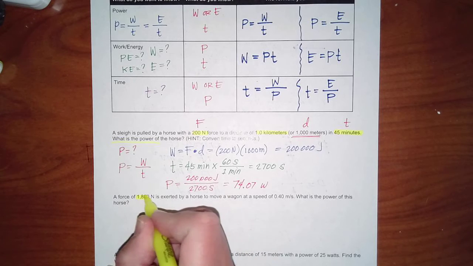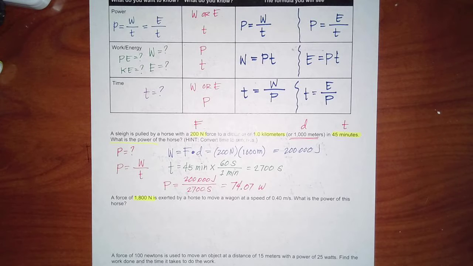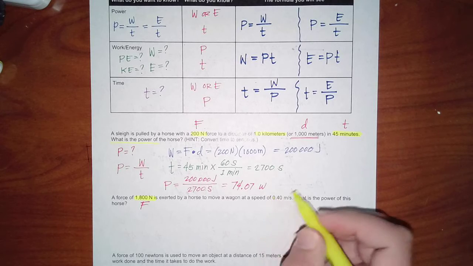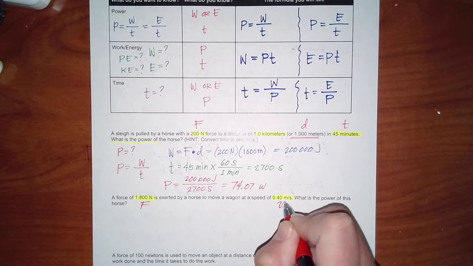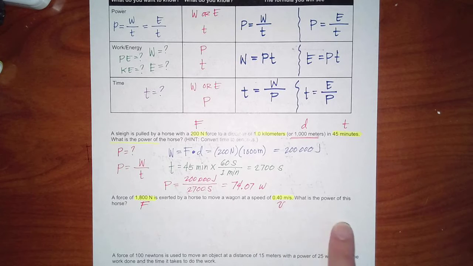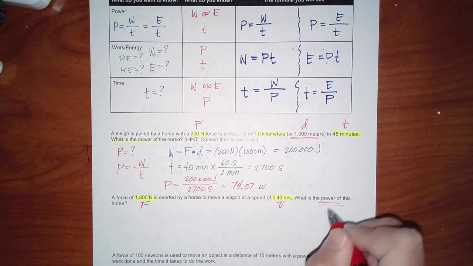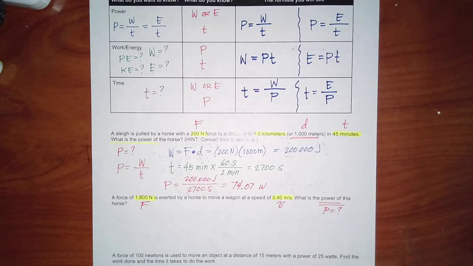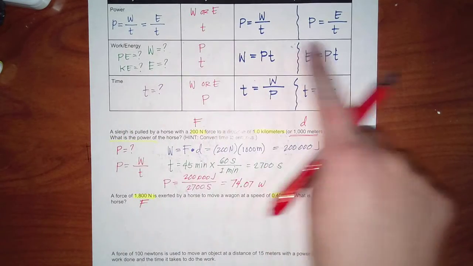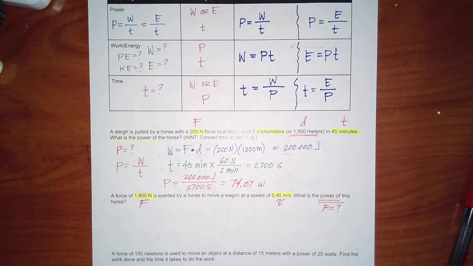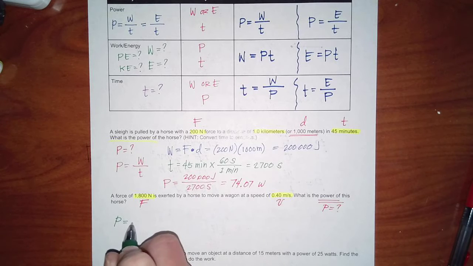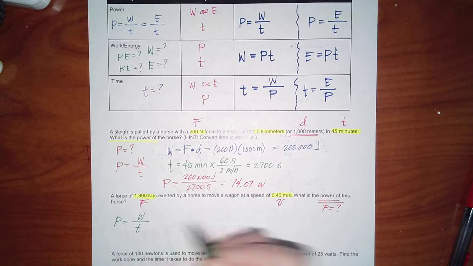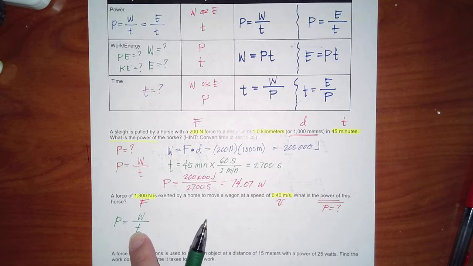So if it is 1,800 newtons, that is equivalent to your force. The other information that you are provided with is your speed, which is also known as the velocity, which is 0.4 meter per second. The question is, what is the power? So we are solving for power. First, the equation for power is simply work over time.